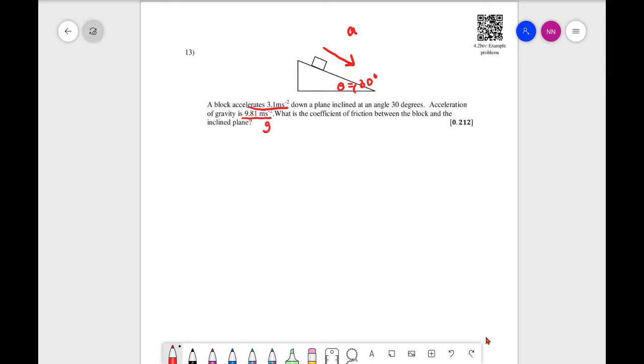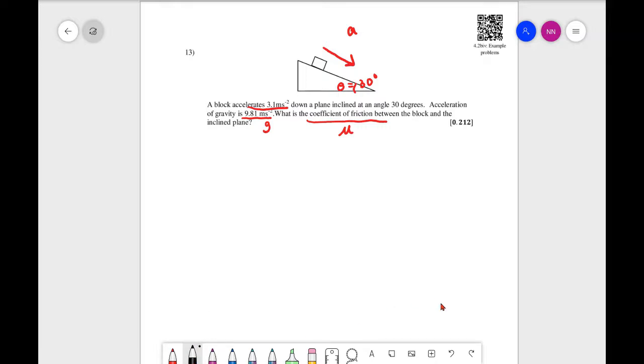What is the coefficient of friction, mu, between the block and the inclined plane? So first we have to draw all the forces acting on this block.